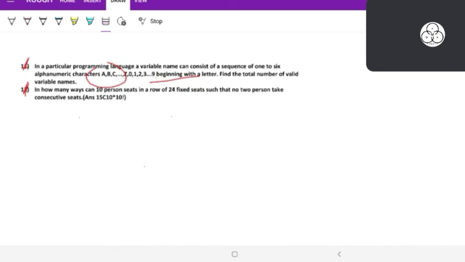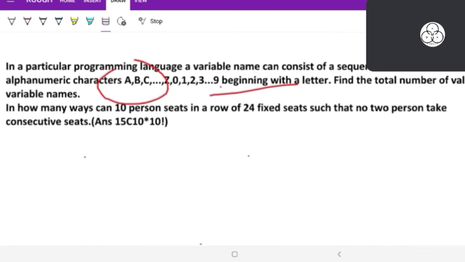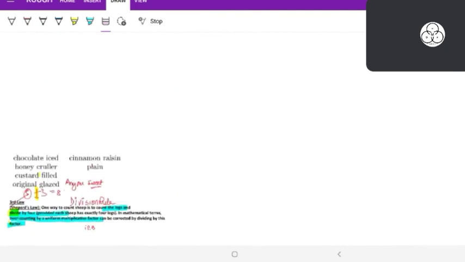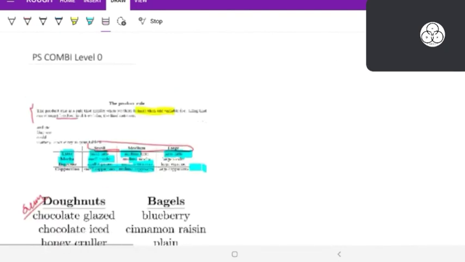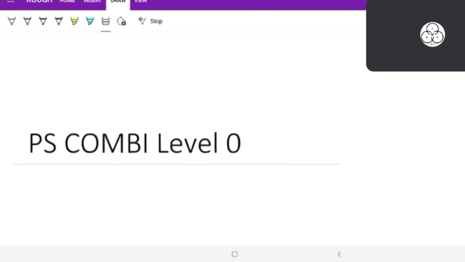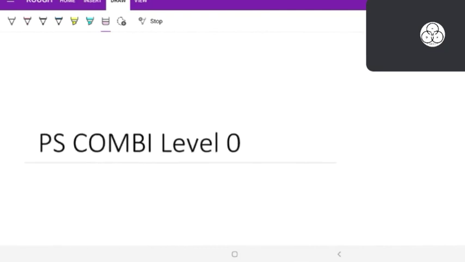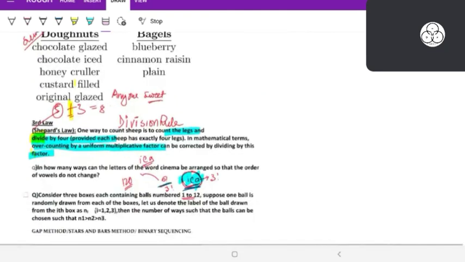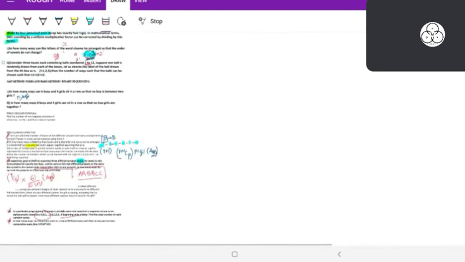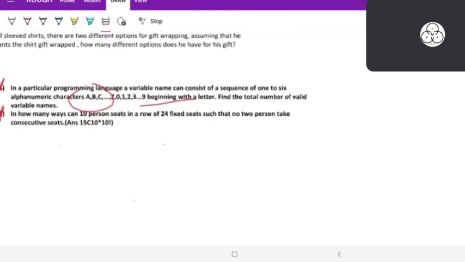Last question. It's easy questions. That's why at the very beginning, this is practice session level 0. Level 0 for those who are having difficulty in the basic. Because if your basics are not clear, you won't be able to solve questions.